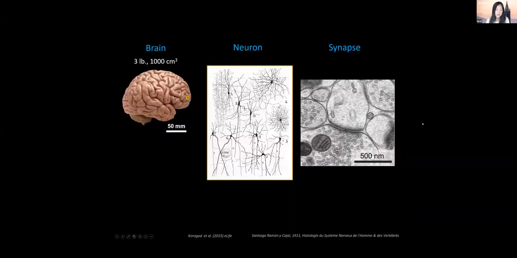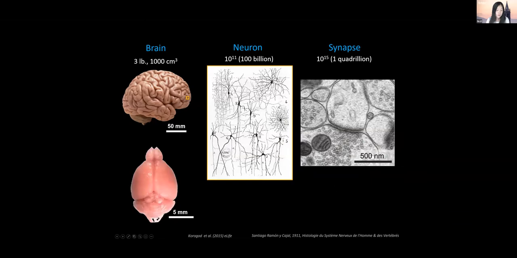So the brain itself is one of the most essential organs in our body. It is made of neurons that communicate through very small structures called synapses. In the human brain, there are about 100 billion neurons that are making about 1 quadrillion connections among themselves. Even for the much smaller brain that we use to study neuronal computation in the lab, such as that of the mouse, there are about 100 million neurons making about 100 billion connections.